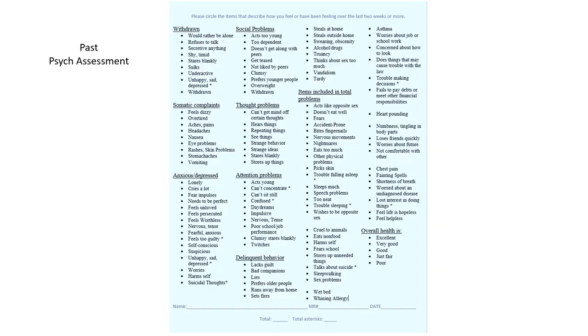So since this patient has a mental health concern of anxiety, we want to review her past psych assessment. And this is what our psych assessment looks like. It is a blue sheet of paper that has a series of questions on it.